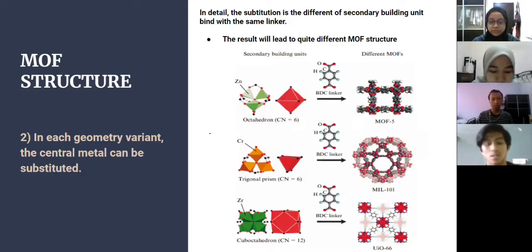For example, the synthesis of MOF-5 consists of tetrahedral zinc oxide connected with terephthalate dianion. The second example, we can see MIL-101 consists of chromium connected with the same terephthalate dianion linker, but we can see the product is different though bound with the same linker.